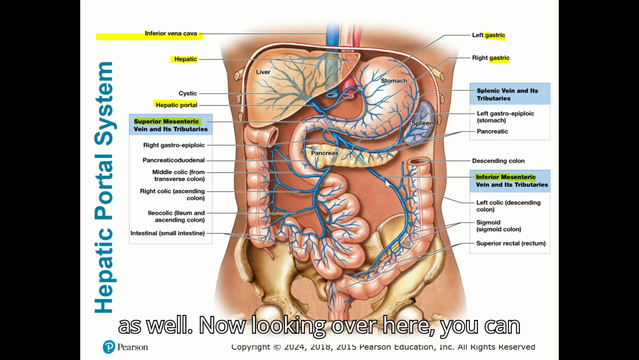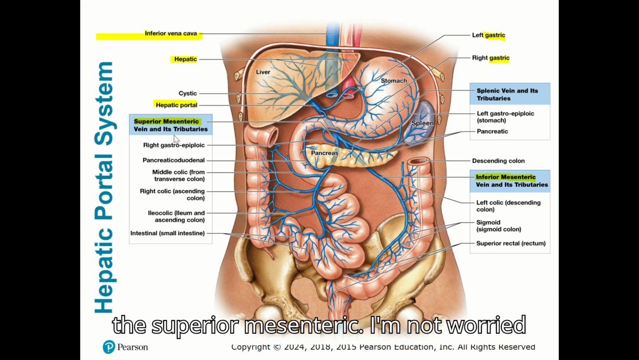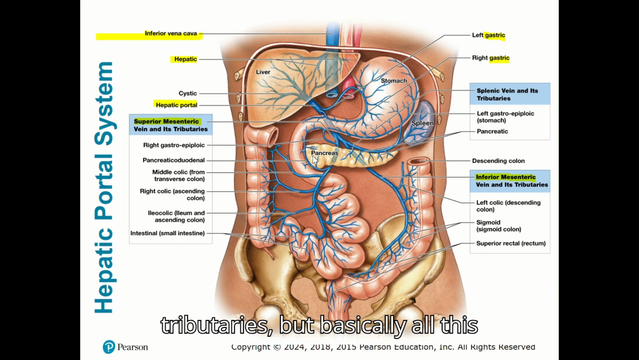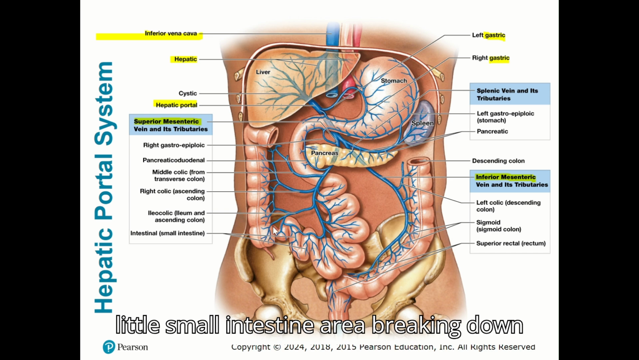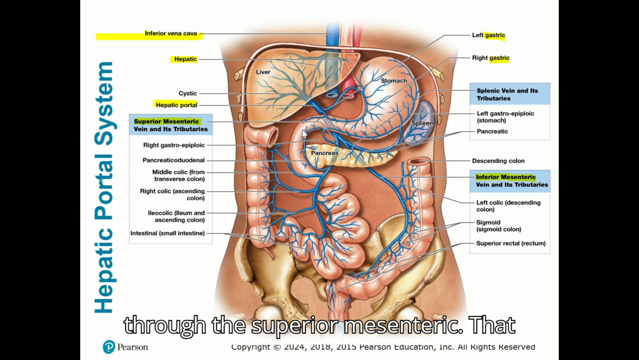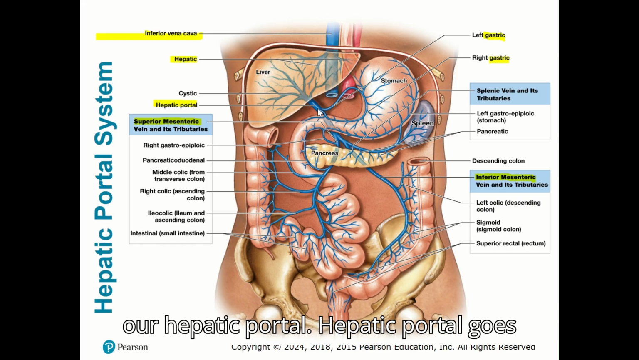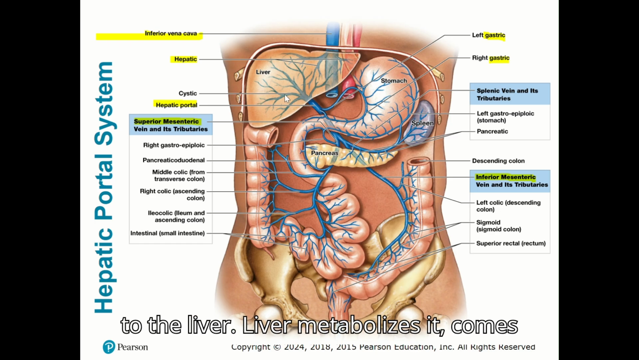Now looking over here, you can see the inferior mesenteric. So we had the superior mesenteric. I'm not worried about you knowing all its little tributaries, but basically all this little small intestine area breaking down your food is going to be delivered through the superior mesenteric. That superior mesenteric goes into our hepatic portal. Hepatic portal goes to the liver.